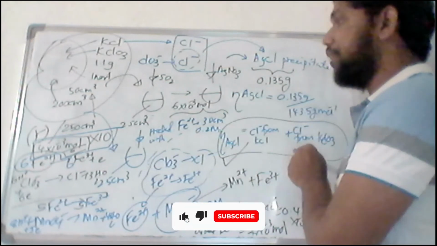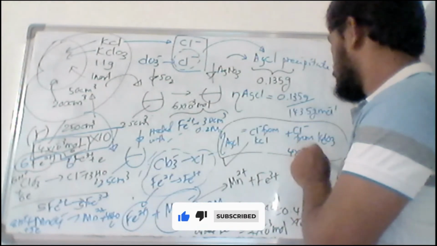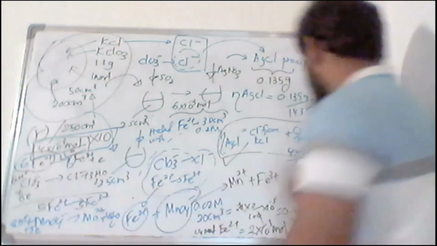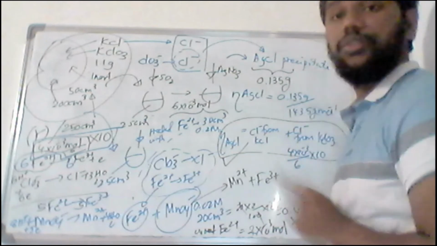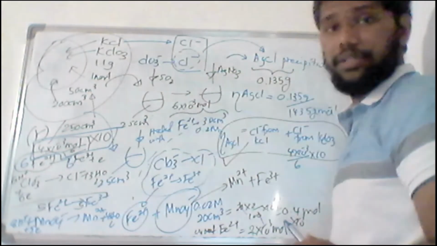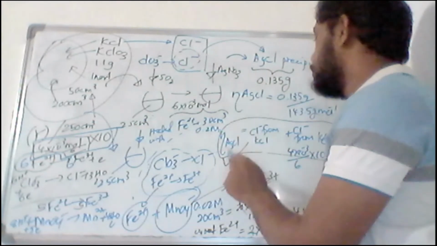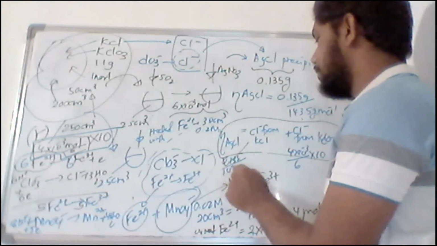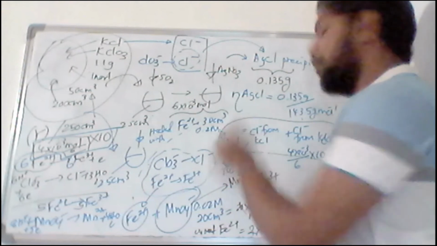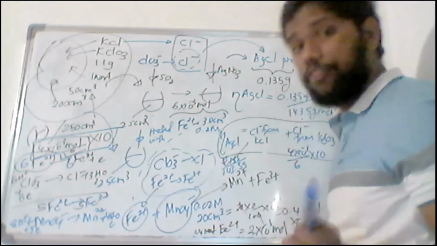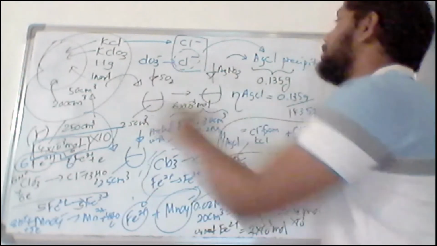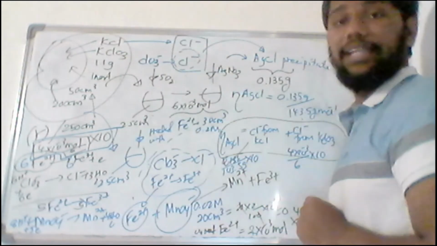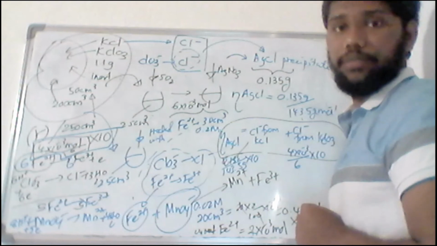So this one would be 4 into 10 to the power minus 3 divided by 6, to calculate based on the stoichiometry, and you need to multiply it by 10 to calculate for 250 cubic centimeter. Okay, and at the same time you know this one, 0.135 over 143.5 gram per mole, the total amount of Cl minus. But don't forget, this is also for 25 cubic centimeter calculation. You have to multiply it by 10 to get the 250 cubic centimeter calculation.